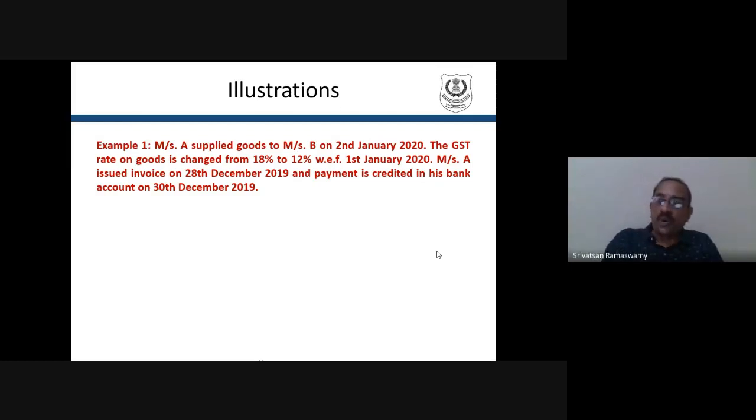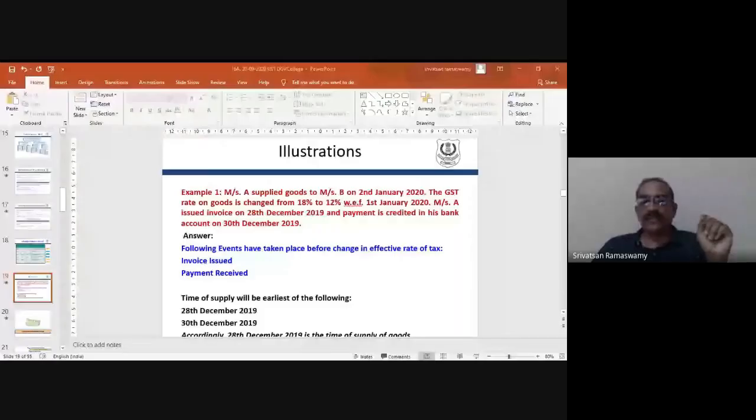Right? So I have explained all the 3 events which will decide the time of supply. One is the actual supply, that was on 2nd of January. The second one was the date on which he received the payment as advance, that is 30th December. And the third one is 28th December on which he raised an invoice. Can any one of you tell me which will be the time of supply here?